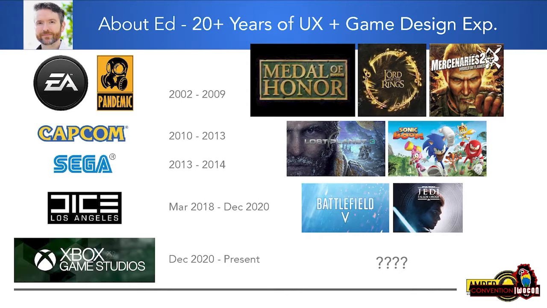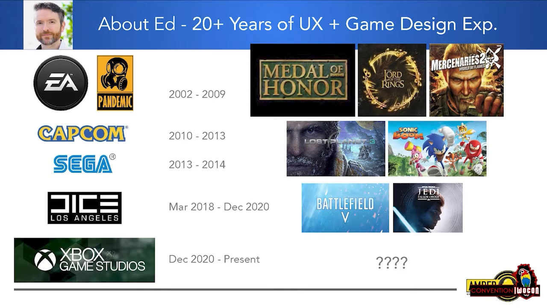And it was at EA during this time period that I first got my exposure into user experience design. They didn't call it user experience back then. They called it UI design, but that just adds to the confusion. I worked also with Capcom at a developer called Spark Unlimited from 2010 to 2013 on Lost Planet 3. And then I also had an opportunity to work with Sega on Sonic Boom on the Wii U with a developer called Big Red Button. I was the lead UX designer on both of these projects.